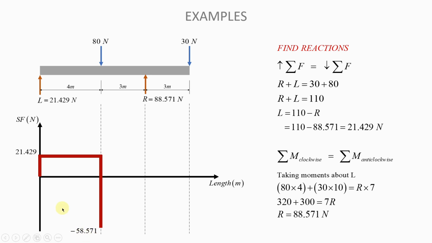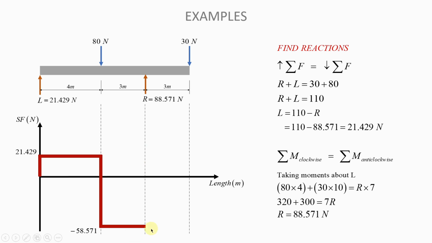So you do minus 80, and that leads you to minus 58.571. And between this 80 Newton force and the reaction on the right here, 88.571 newtons, you have no forces. That means, therefore, that the shear force will remain at this minus 58.571, because between this and this, there are no forces. So you remain there until you come here.